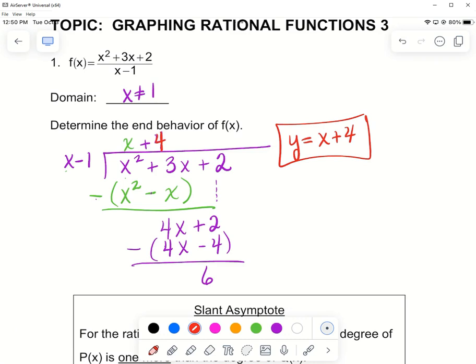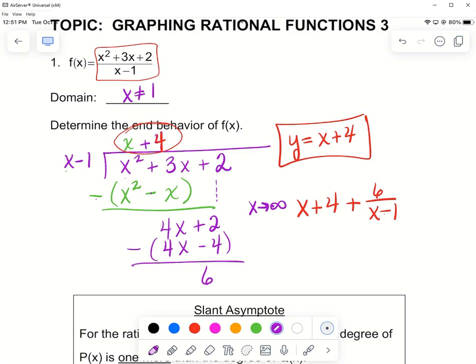Here's why. Remember how we wrote that f of x, this division, could be written as x plus 4 plus 6 over x minus 1. If you remember doing it with numbers, that division gives you the remainder over the divisor. Well, remember what you're doing: you are doing the end behavior when x is a billion.